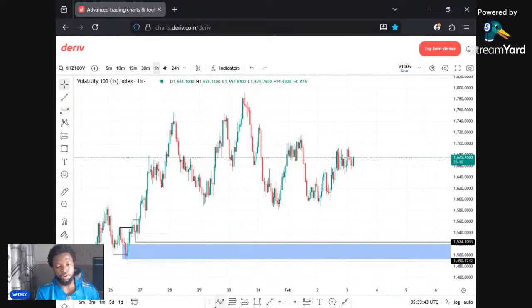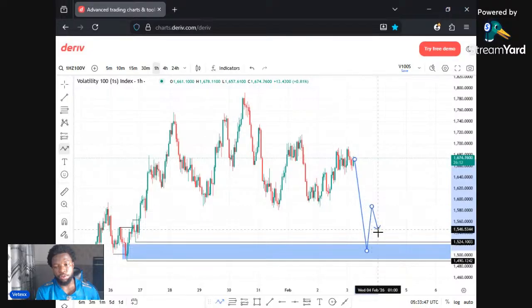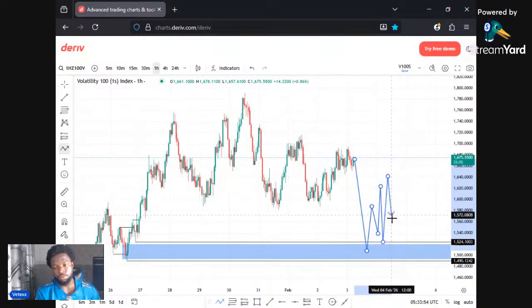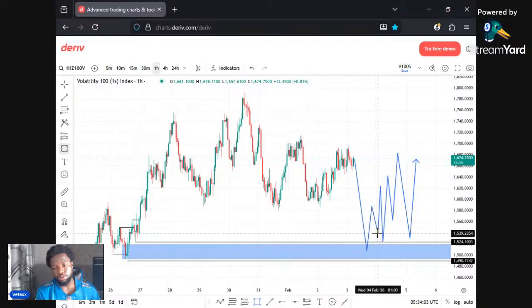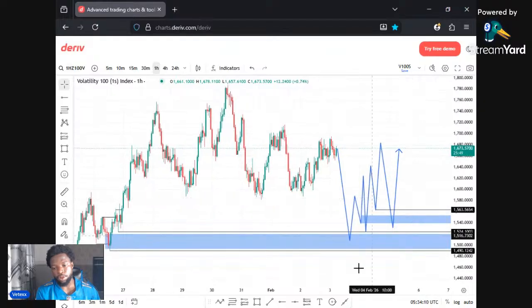So once it taps into this zone, I'm going to start anticipating buys on the 15 minute time frame to the opposite direction. That's what we're going to be anticipating. Buys, buys, buys. So one of these is going to bank.